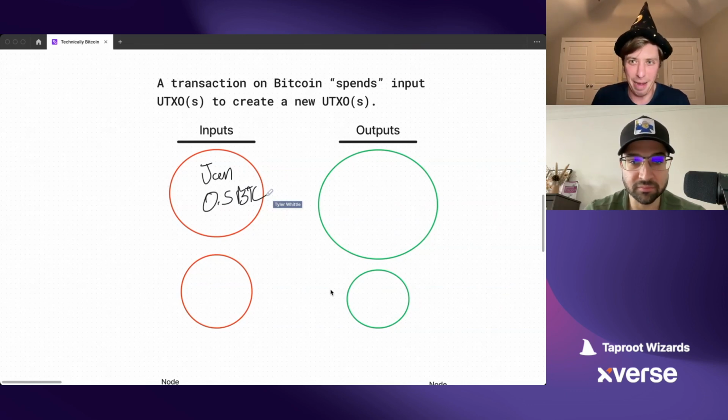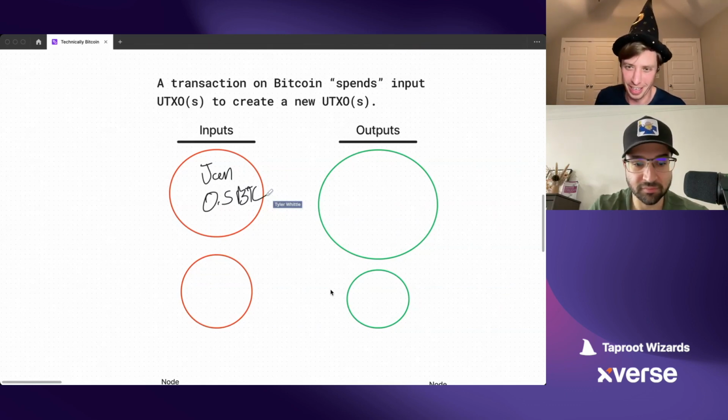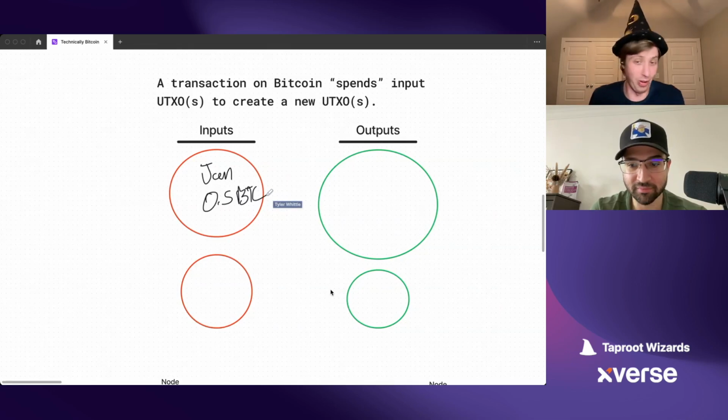How does that actually happen on Bitcoin? Well, you're going to go into your wallet and you're going to say, wallet, send Tyler 0.6. And the wallet's going to go, okay, how do I do that? It's going to look at the UTXOs that you own. And it's going to say, okay, let's see, you own 0.5 BTC. Great. That doesn't get us all the way there. So do you have any more?